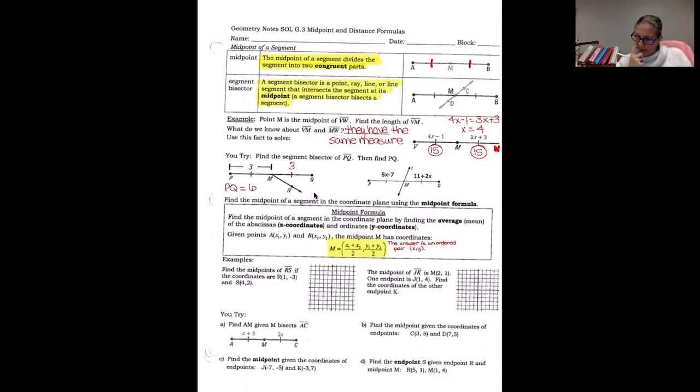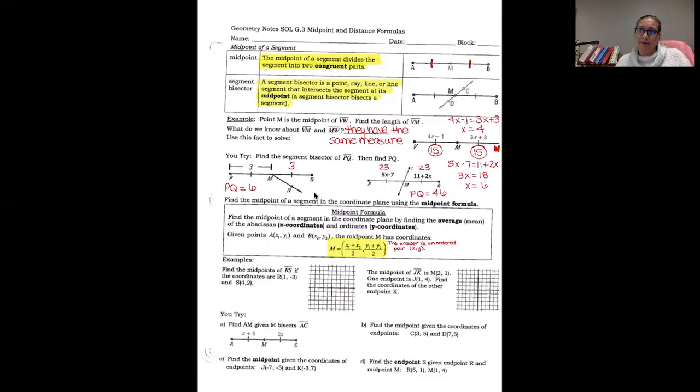And for the next problem here, you have 5x minus 7 equals 11 plus 2x. So 3x is equal to 18 and x is equal to 6. So if x is equal to 6, 5 times 6 is 30, and 30 minus 7 is 23, and 23. So PQ is 46. The midpoint formula is highlighted for you here.